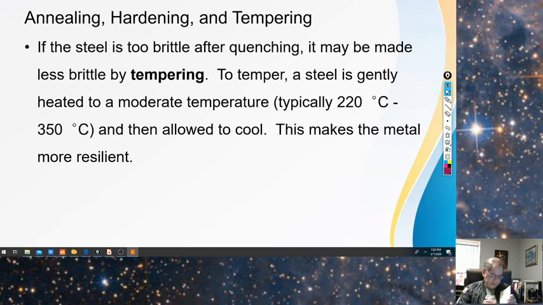Tempering. What's tempering? To temper steel gently. What does tempering do? It makes the metal more resilient. So that's what you want to know. You want to know the first line and the last line. If the steel is too brittle after quenching, it may be made less brittle by tempering. This makes the metal more resilient.